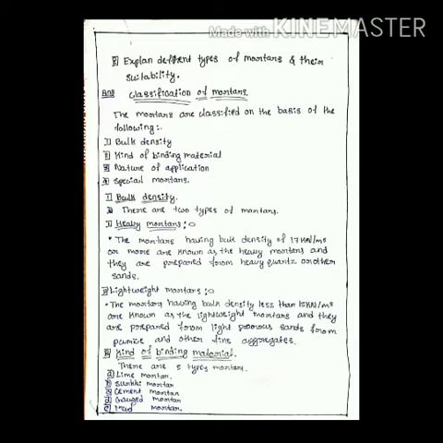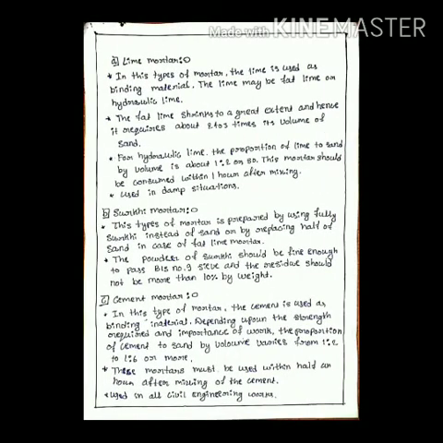Second classification depends upon the kind of binding material used. Under this, there are 5 different types of mortars. They are lime mortar, surkhi mortar, cement mortar, gauged mortar, mud mortar. So first one, lime mortar. In this type, the lime is used along with the fine aggregate, known as lime mortar.